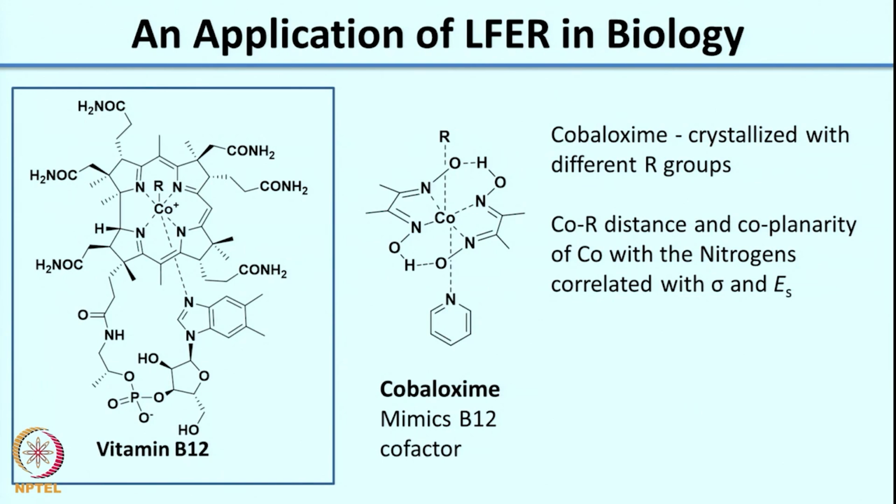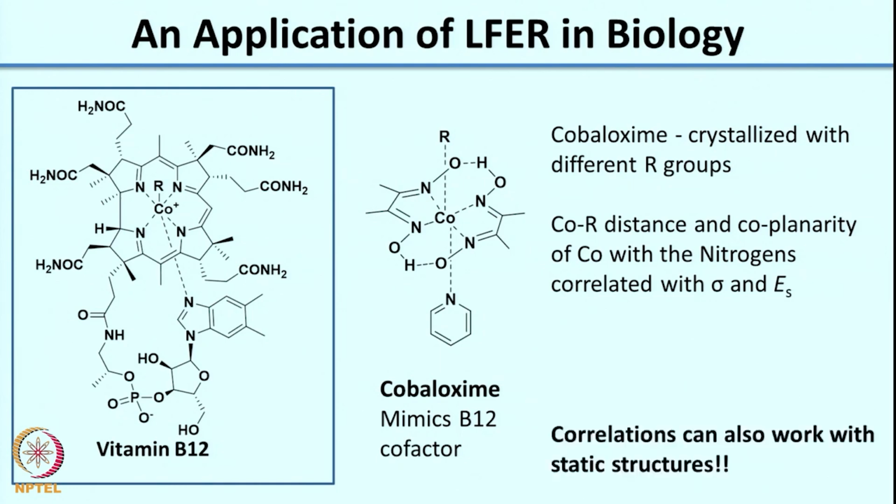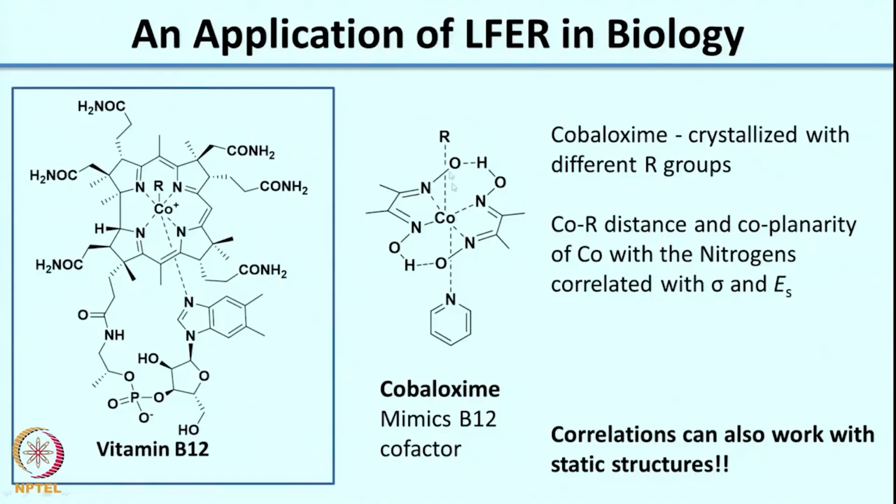So, what they did is for each of these crystal structures, they correlated the Co-R distance with sigma as well as Es using the Taft equation. So, what they found was that the Co-R distance correlated with sigma. So, that mainly indicates that the Co-R distance is affected mainly by electronic parameters. But what was seen is that how much Co is pushed out of the plane correlated better with Es, indicating that it was more of a steric effect.